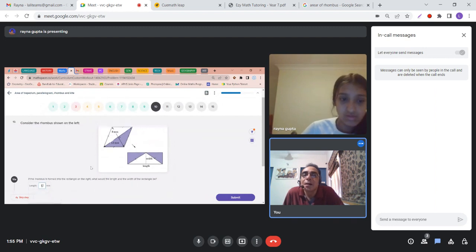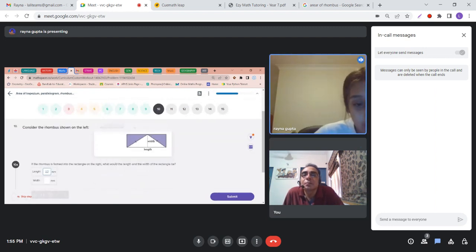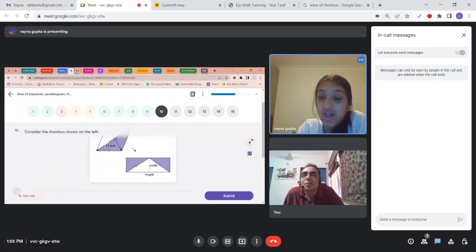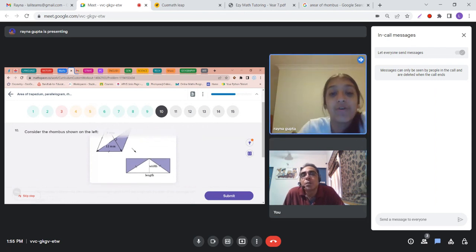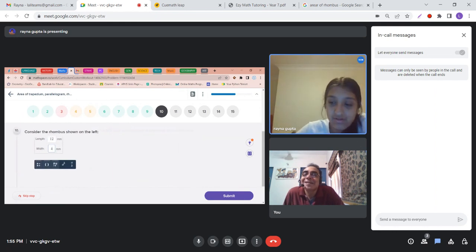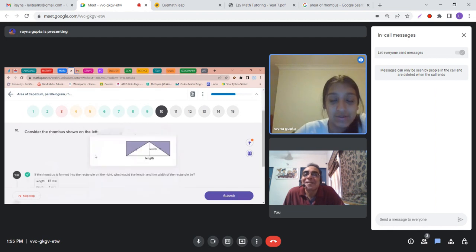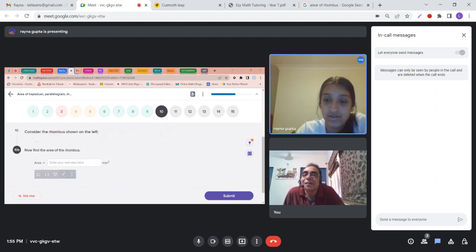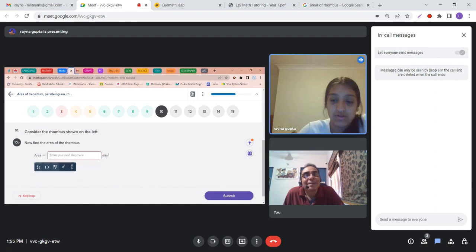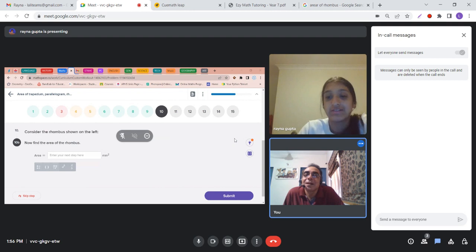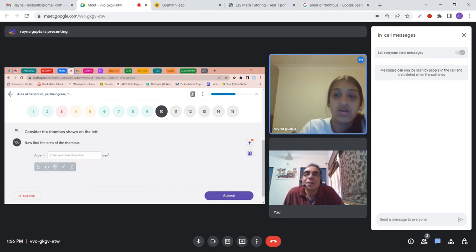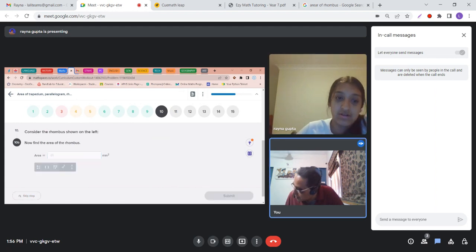What is it asking? If the rhombus is formed into the rectangle on the right, what would the length and width be? Length would still be 12, is it? And what? No, it would be 4. Find the area of the rhombus. So it will be 12 times 8, 96. What is the formula for area of a rhombus? Oh, 0.5, half. Yes, that half factor you forgot. Half times length of the diagonals, isn't it?